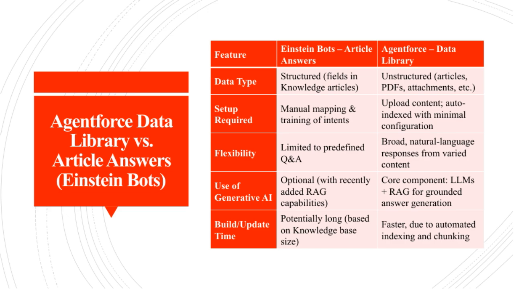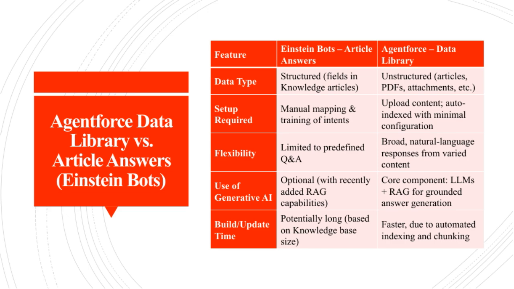In terms of flexibility, article answers are somewhat limited. They typically provide predefined Q and A pairs, so responses are more predictable. Agentforce, however, offers broader, more natural language responses drawn from a wide variety of content, making interactions feel more conversational and dynamic.